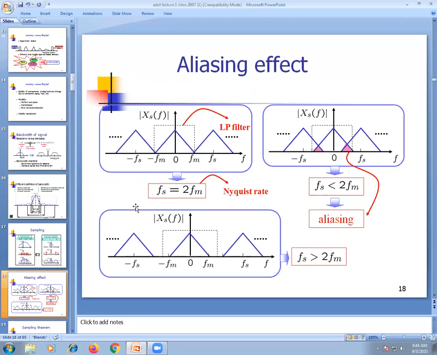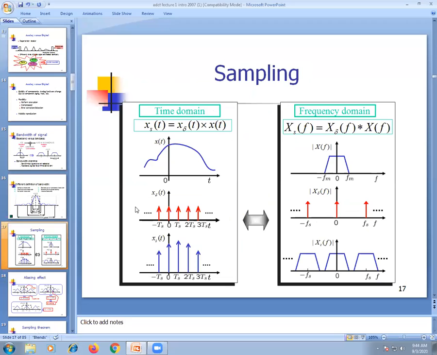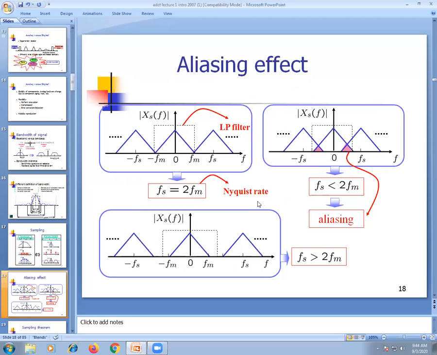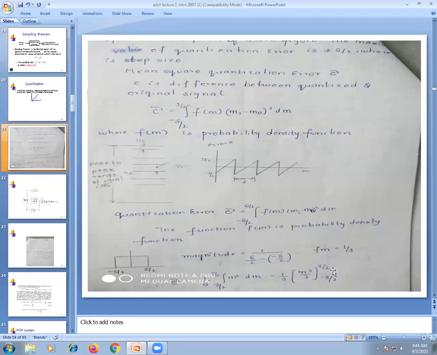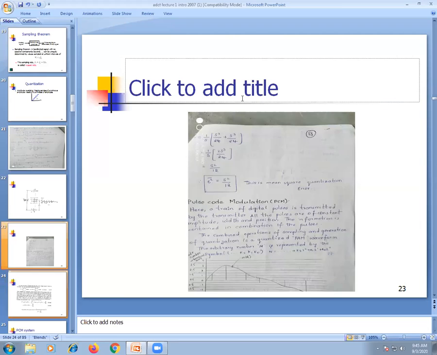Sampling is the procedure. Fs is equal to FM is the next step. Fs less than 2 FM, the aliasing problem occurs. Fs greater than 2 FM is the sampling theory. Then quantization, which introduces quantization noise. Mean square quantization error, or noise, is equal to S square by 12. This is the formula.